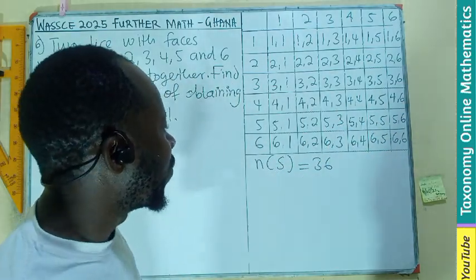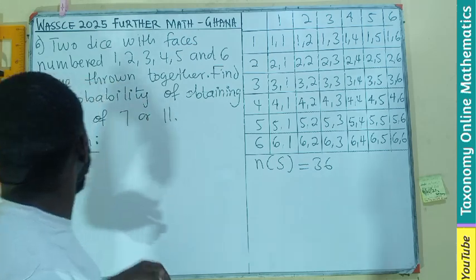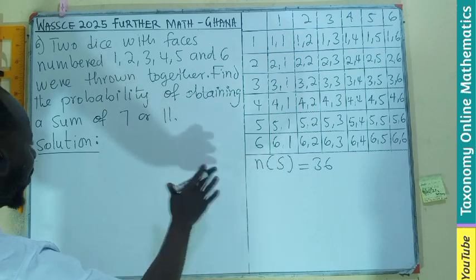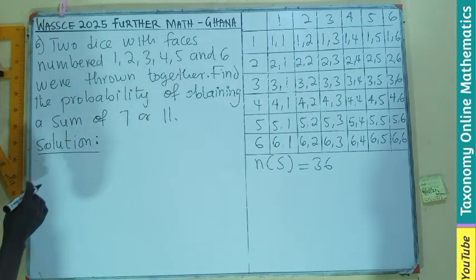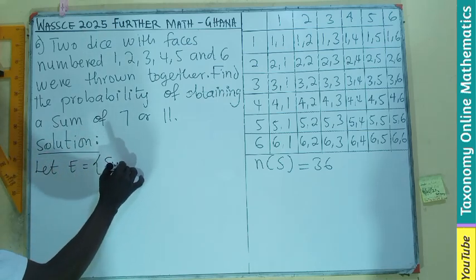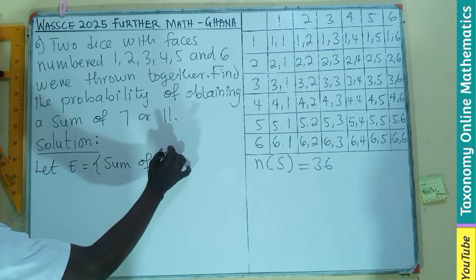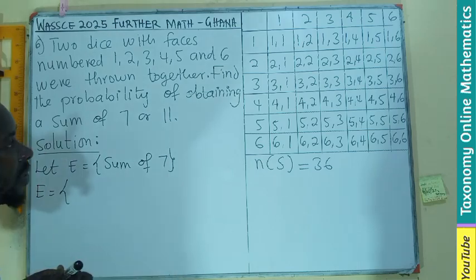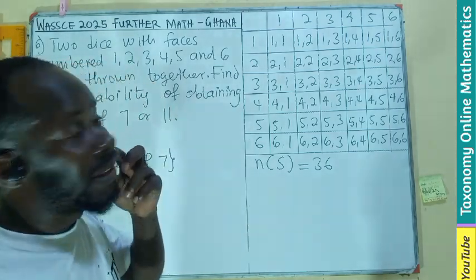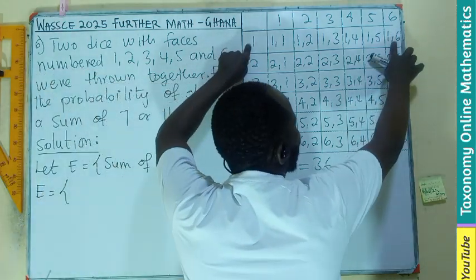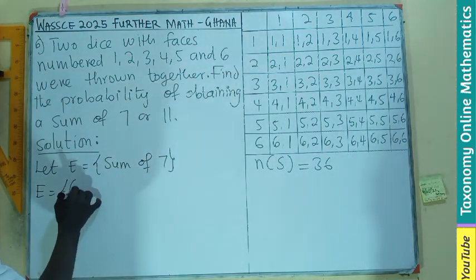Now, the next thing is to find the sum of 7. Let E equal the set of the sum of 7. So the E will be the set. We are looking for 7. Let's begin with 1 plus 6. 1 plus 6 is 7. So we have (1, 6).